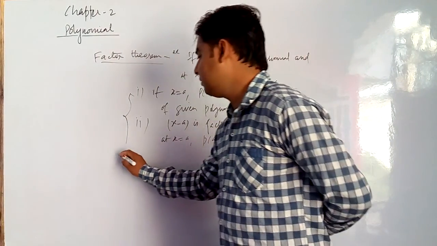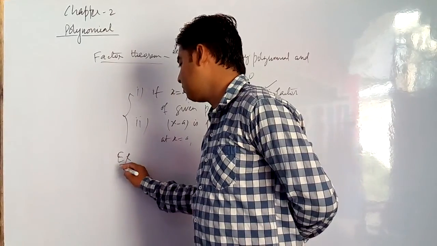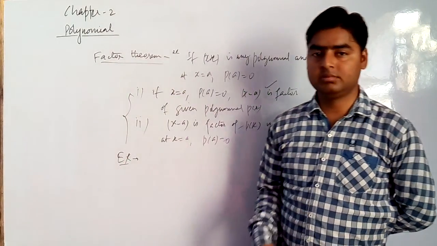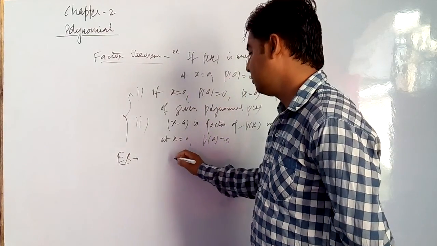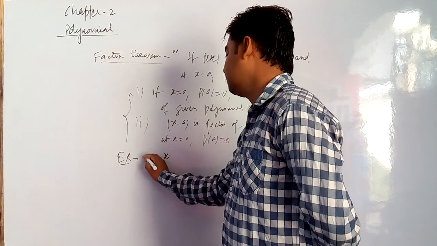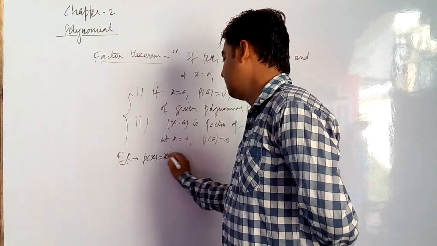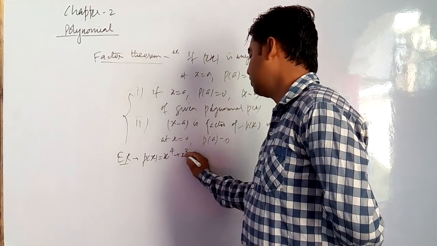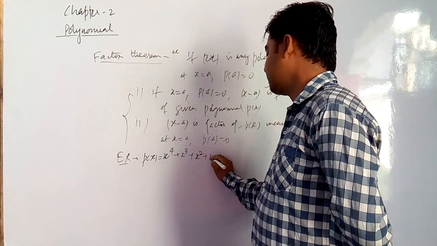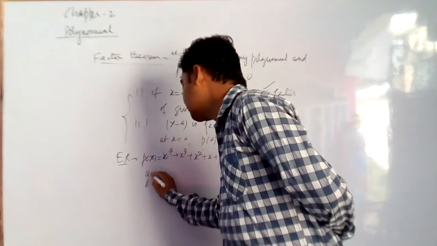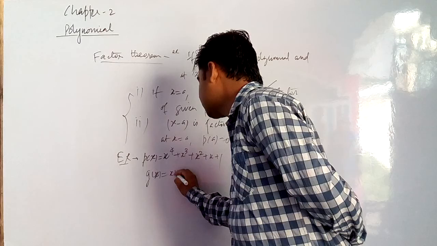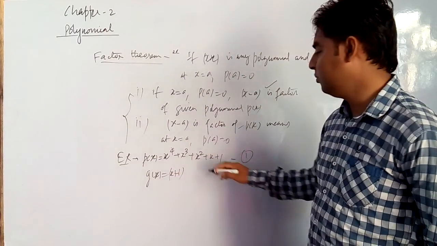I will give you an example, and by the example you will be able to understand the actual statement of the factor theorem. So I give an example of a polynomial, like x to the power 4 plus x cube plus x square plus x plus 1. There is a polynomial. Say question first, and we have to check whether x plus 1 is a factor of the polynomial or not.